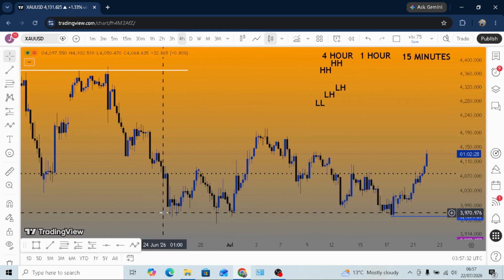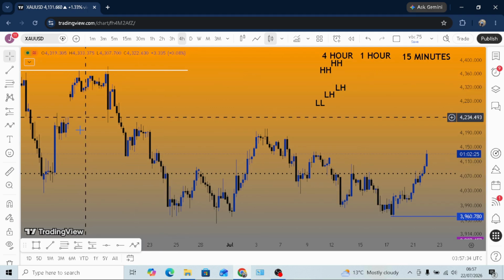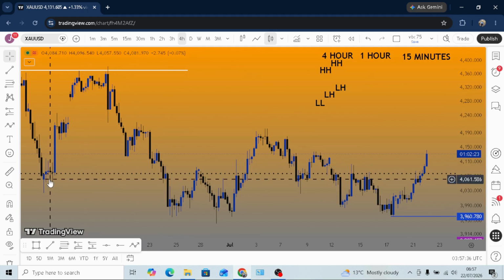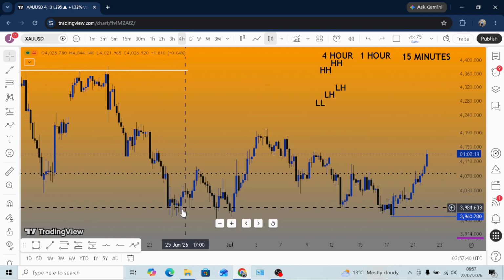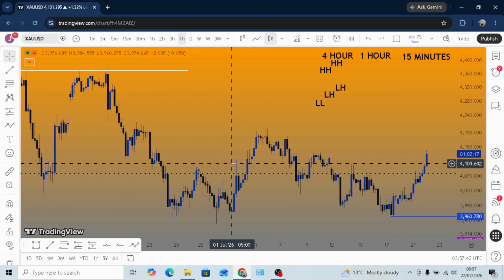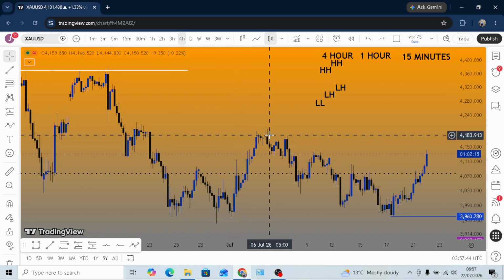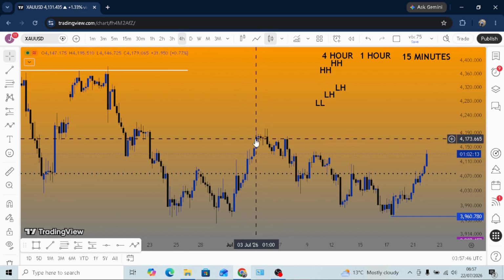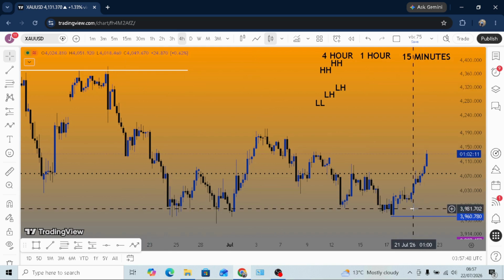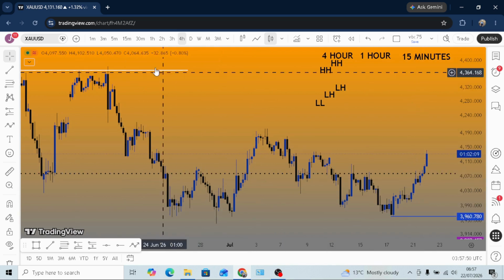So you can see right here, you can identify a higher high. This is our lower low. Then we break that lower low, we come again to another lower low, and then we make another pullback, then we make another lower high. So this is the 4 hours. You can see it is much cleaner on the 4 hours.